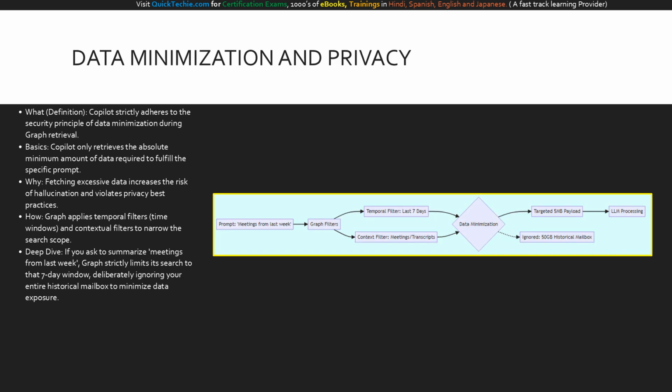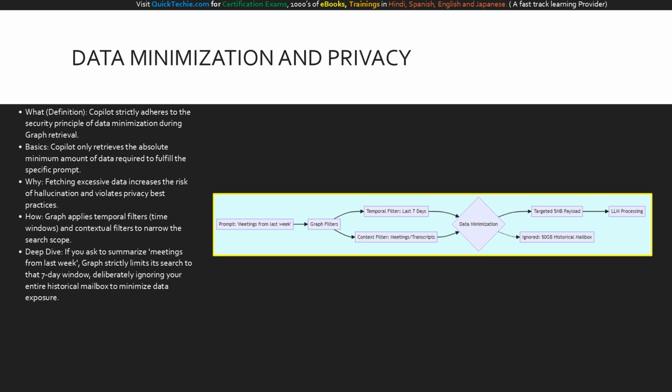A core security principle that Microsoft Graph enforces for Copilot is data minimization. We do not want the AI scanning your entire digital life if it doesn't have to. When you issue a prompt, Copilot retrieves only the data strictly necessary to complete that specific task. Why? Because dumping unnecessary data into an LLM increases the risk of confusion, hallucination, and unnecessary privacy exposure. How does Graph minimize data? By applying aggressive temporal and contextual filters.